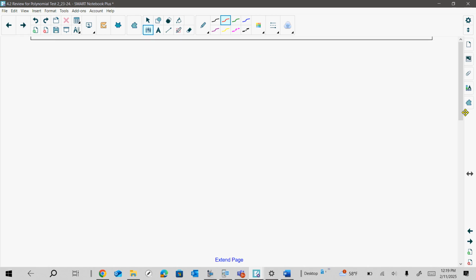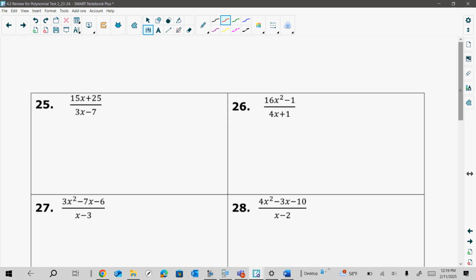Now, if there is a coefficient, like on 25, there's a number in front. Or is that a typo? That might be a typo. Hold up. There's a GCF on the top, which is 5. I forgot that.